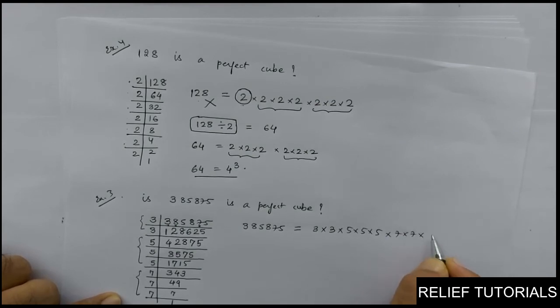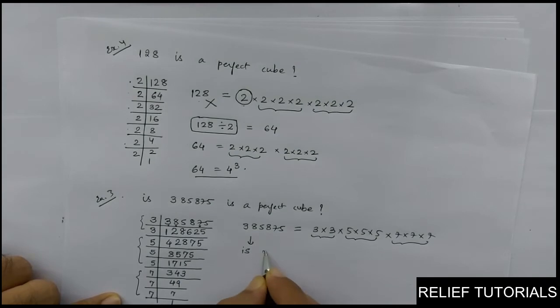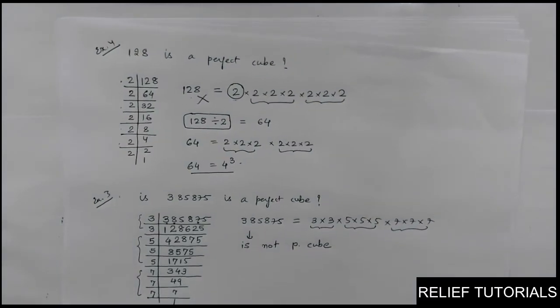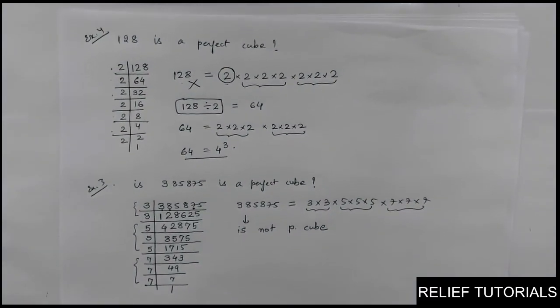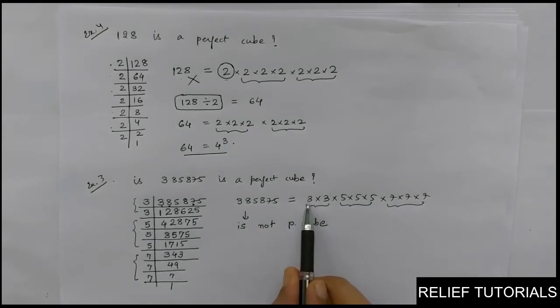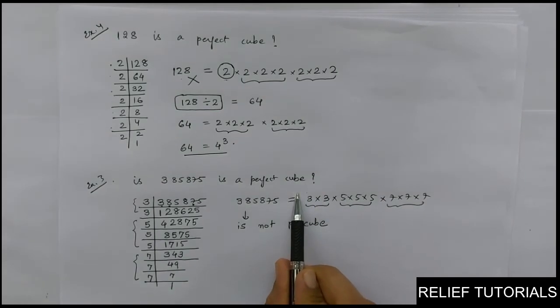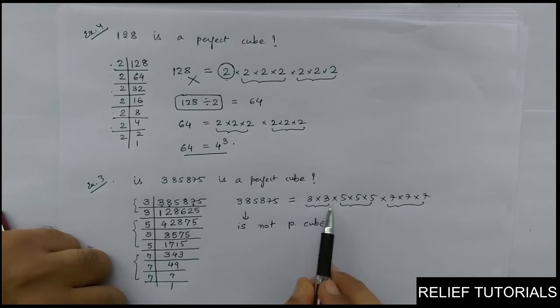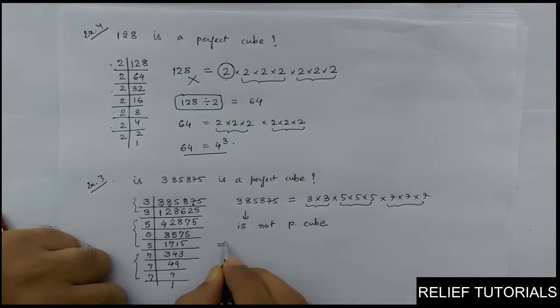So obviously we can see the triplet of 7 here, triplet of 5 here, but not the triplet of 3. So this number is not a perfect cube. The question is, which number should be multiplied to this so that it becomes a perfect cube number? So see, 1 3 is missing here. It's 2 times 3. If it is multiplied by 3, then it will be the triplet of 3. So we have to multiply this number by 3.